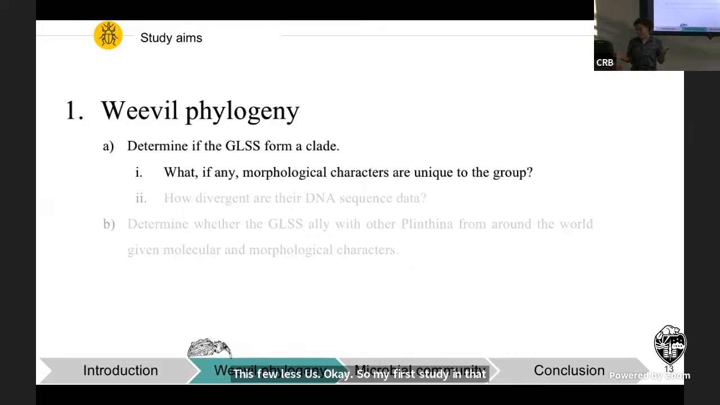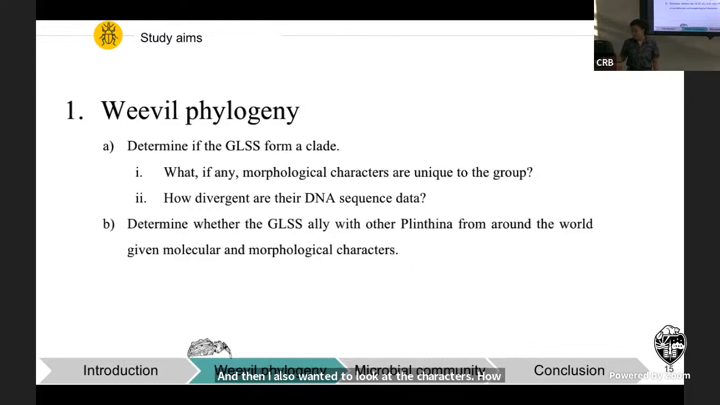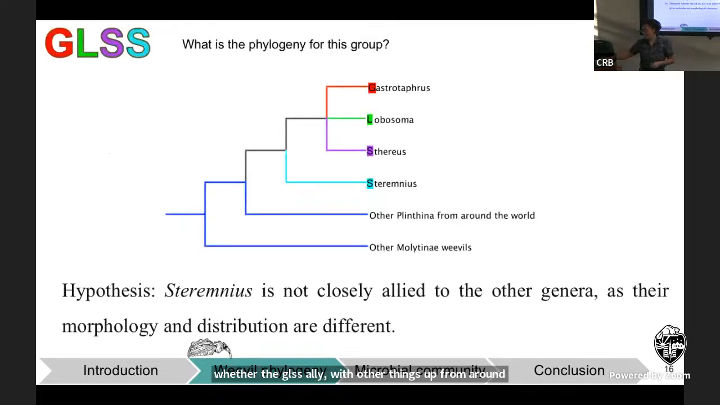In terms of the weevil phylogeny, I wanted to determine if that group, the GLSS, is a clade. What, if any, morphological characters are unique to that group. And then I also wanted to look at molecular characters. How divergent are they in terms of DNA sequence data? And then I wanted to also look farther out and determine whether the GLSS ally with other Plynthina from around the world, given the molecular and morphological characters that I find.